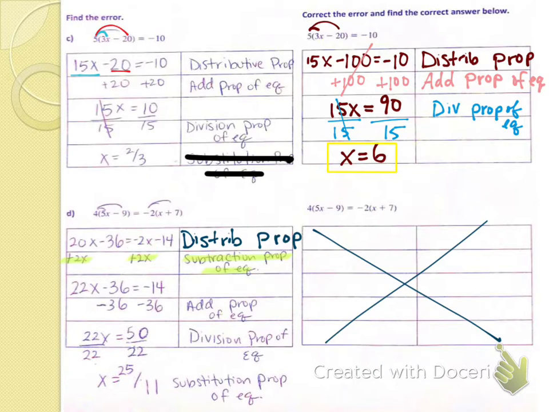This cancels out the 2x. However, using the word subtraction property of equality was wrong. So we're just going to fix that to add, or you can write addition. But it is instead the addition property.